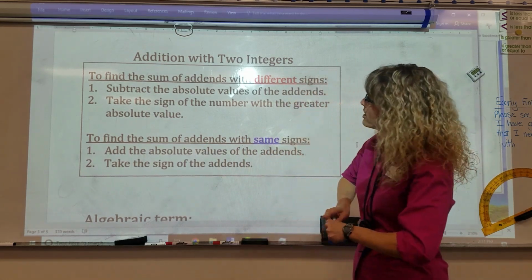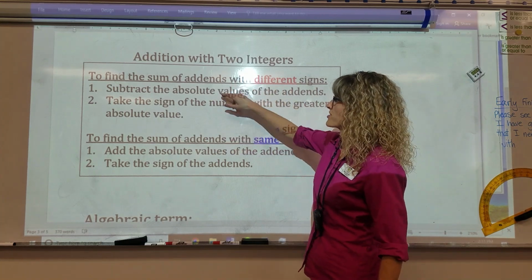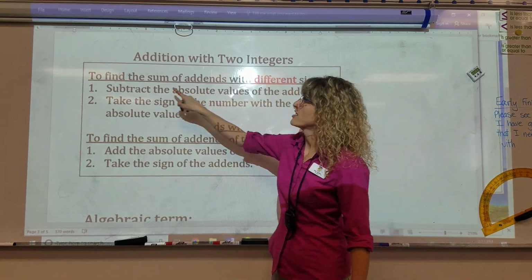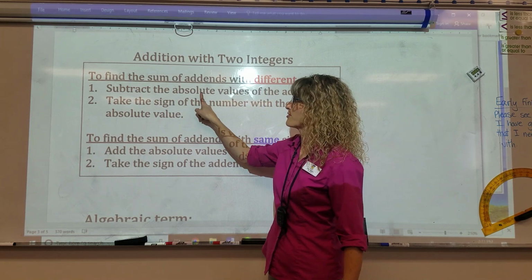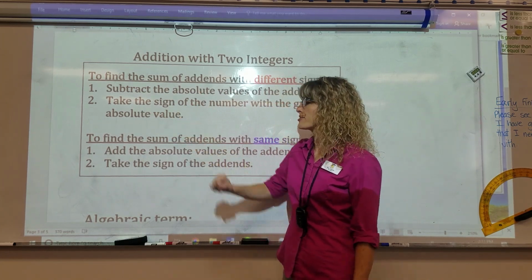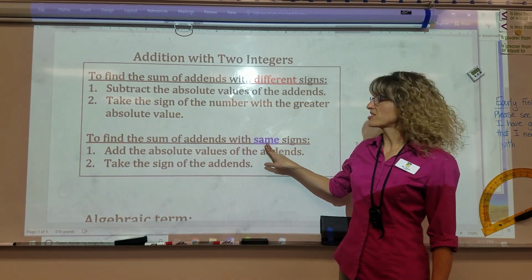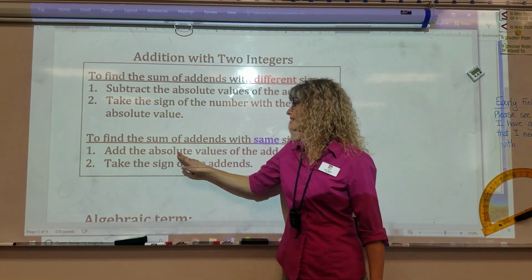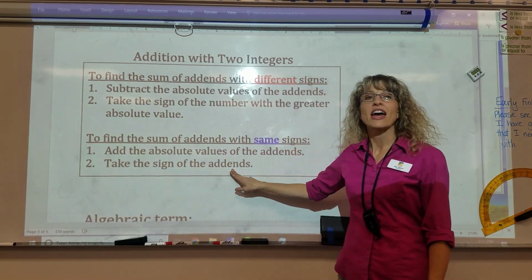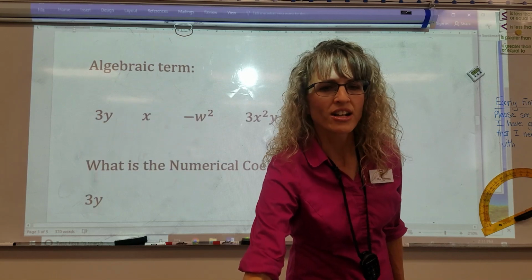All right, addition with two integers. Here's your general rules. If they have different signs, subtract them. Make sure you're subtracting the absolute values. Take the sign of the greater absolute value. If the signs are the same, add them. Add the absolute values. Take the sign of the addends. So there's your general rules. Don't write it down because it's in your book.